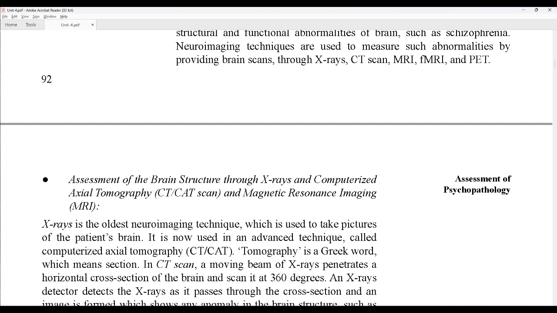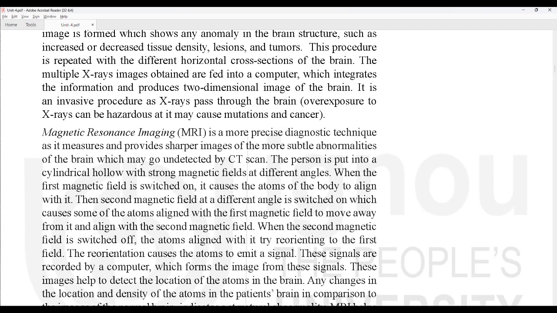X-rays is the oldest neuroimaging technique, which is used to take pictures of the patient's brain. It is now used in an advanced technique, called computerized axial tomography, CT/CAT. Tomography is a Greek word, which means section. In CT scan, a moving beam of X-rays penetrates a horizontal cross-section of the brain and scans it at 360 degrees. An X-ray detector detects the X-rays as they pass through the cross-section, and an image is formed which shows any anomaly in the brain structure, such as increased or decreased tissue density, lesions, and tumors.